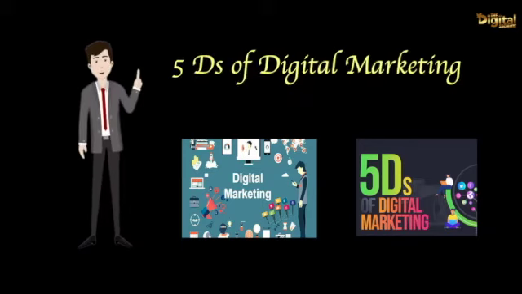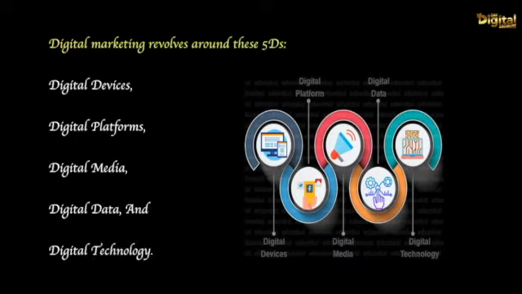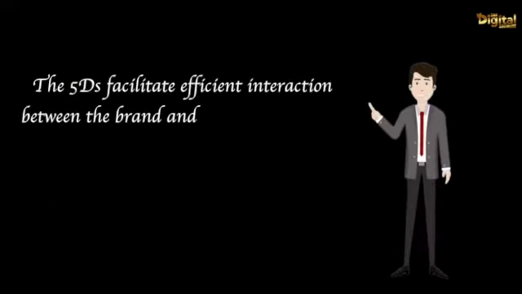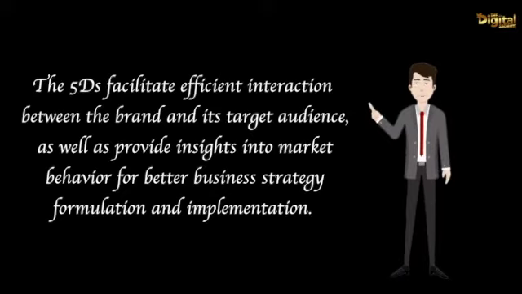5 Ds of digital marketing. Digital marketing revolves around these 5 Ds: digital devices, digital platforms, digital media, digital data, and digital technology. The 5 Ds facilitate efficient interaction between the brand and its target audience, as well as provide insights into market behavior for better business strategy formulation and implementation.